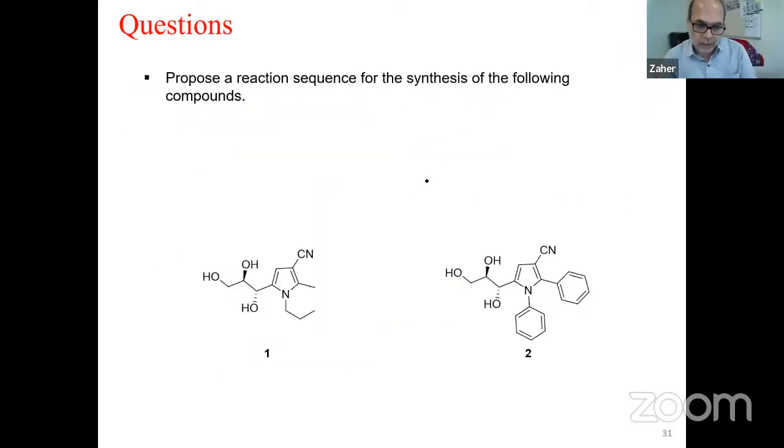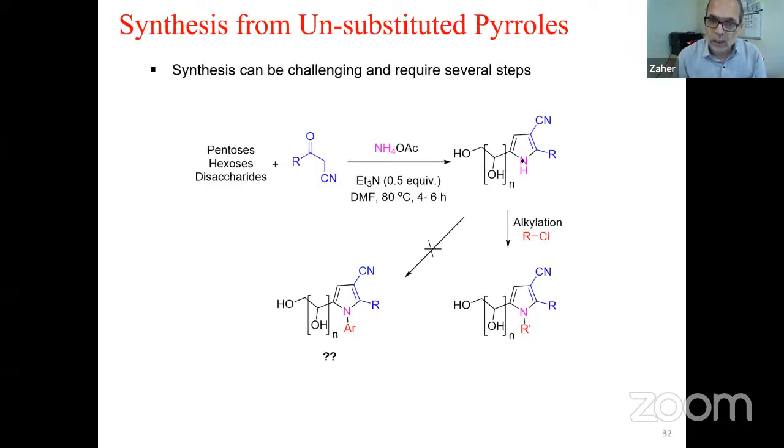If you remember last week, I asked you, how do you make compound 1 and compound 2? We had a discussion, and some of you correctly answered these questions. Some of you said that what we do first is take the same reaction that we discussed last week. You take a carbohydrate reacted with a nitrile in the presence of ammonium acetate to give us the usual product. And then we do a simple alkylation to alkylate this nitrogen here to give us the product. That's what you answered, and this is really correct.